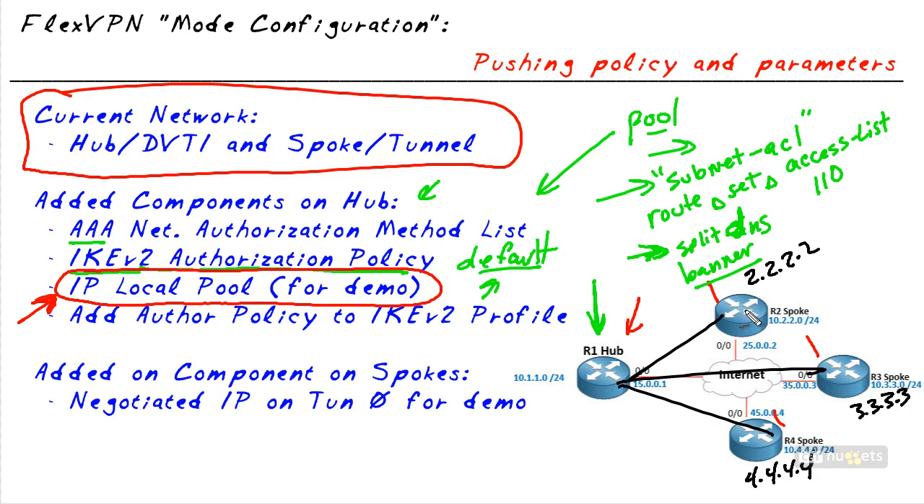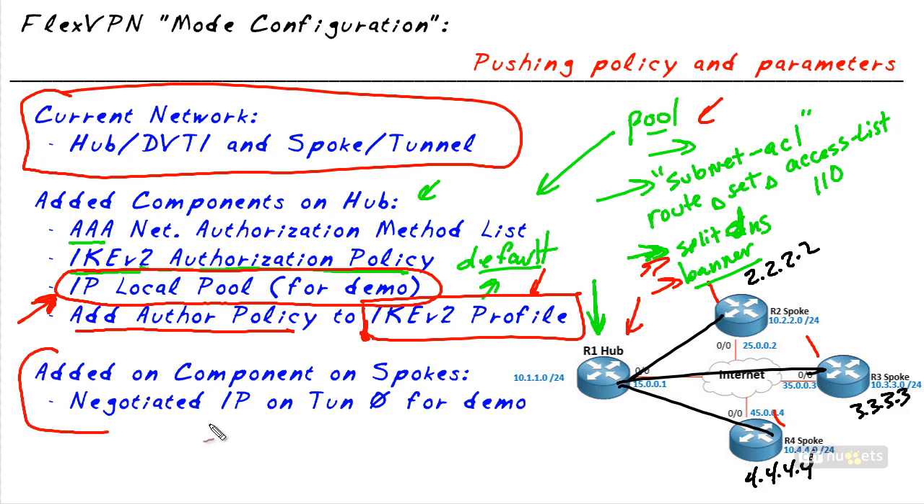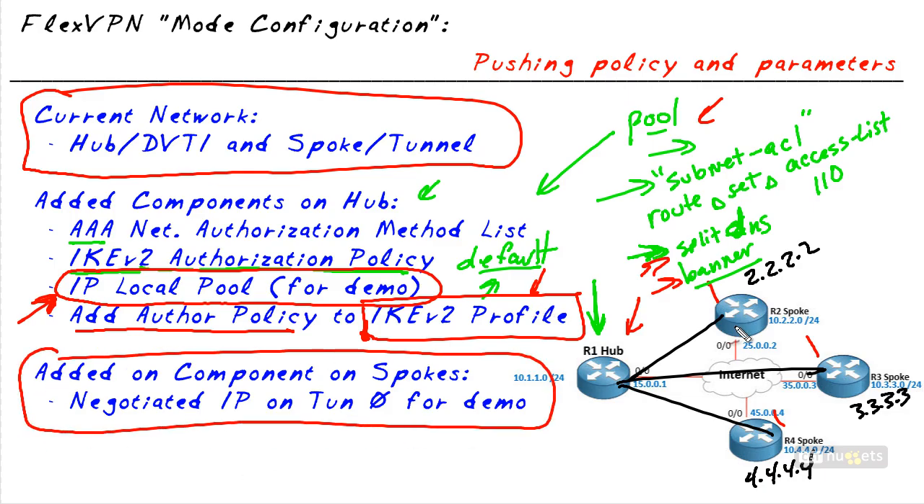Now to make this all work on the hub, we're going to take that authorization policy that specifies, for example, the pool or the split DNS or the banner, and we need to tuck that into our IKEv2 profile. Those are the adds and changes that we're going to make on the hub. Now to demonstrate that it's actually working, we're also going to go out to the spokes and tell the Tunnel 0 interfaces, as far as an IP address, don't use IP unnumbered on your tunnel interfaces. Let's use IP address negotiated. Then we can verify that the pool of addresses on the hub is being used and negotiated to assign the tunnel interfaces on each of the spokes.